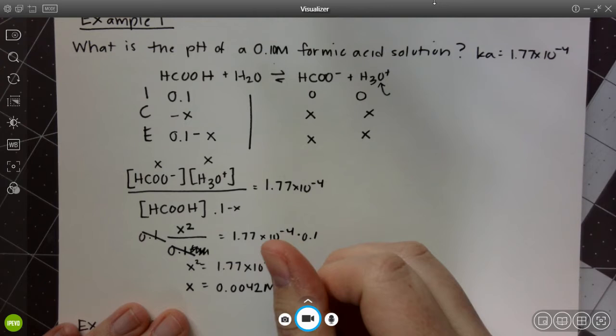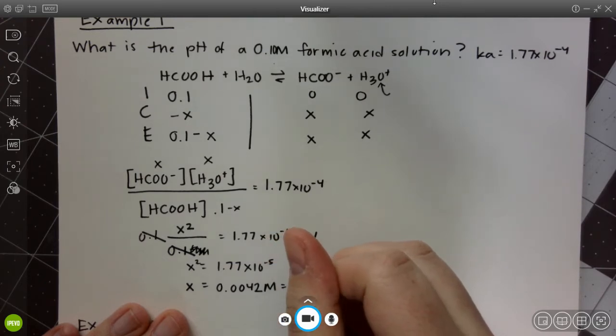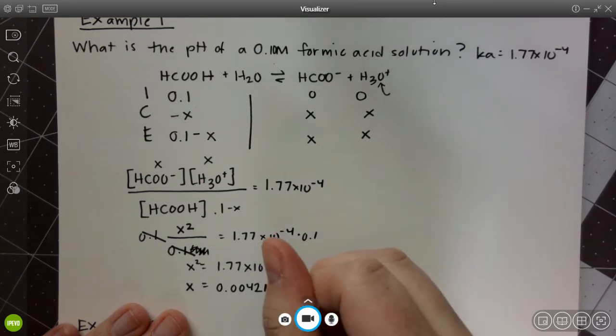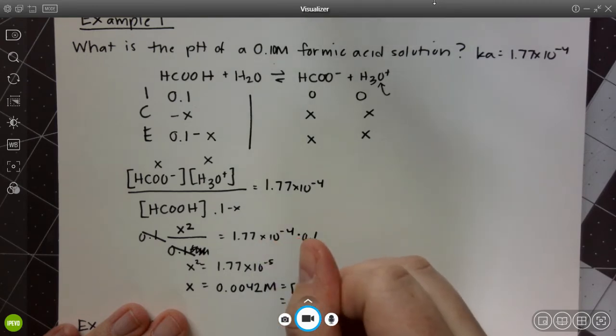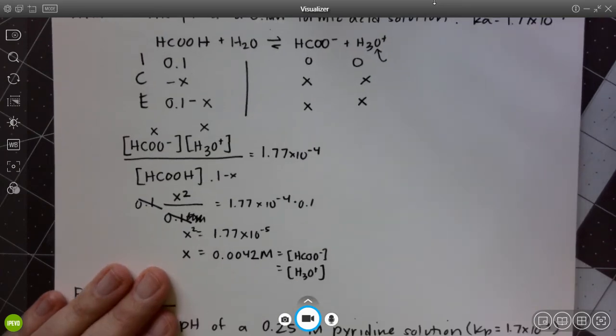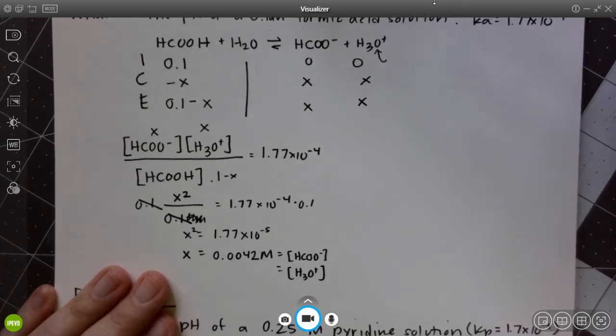Okay, so that is my concentration of both of my products there. That's equal to the concentration of that ion, my conjugate base, and it's also equal to my H3O plus concentration. You kind of can't see that there. Okay, so it's equal to both of those things. Now, this is not entirely important for this problem, but this is going to be super useful.